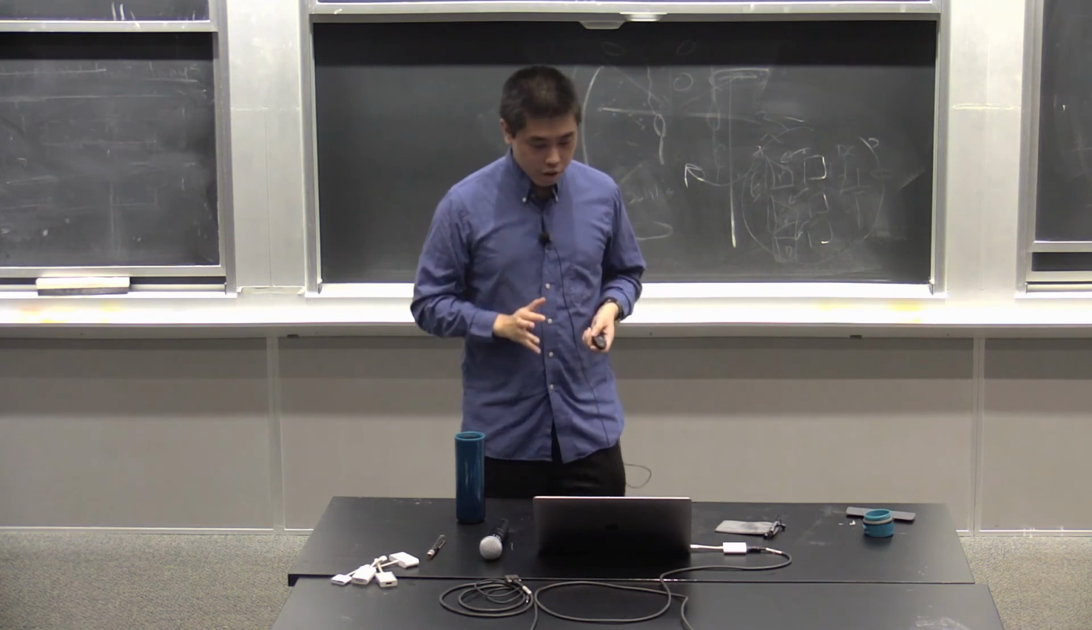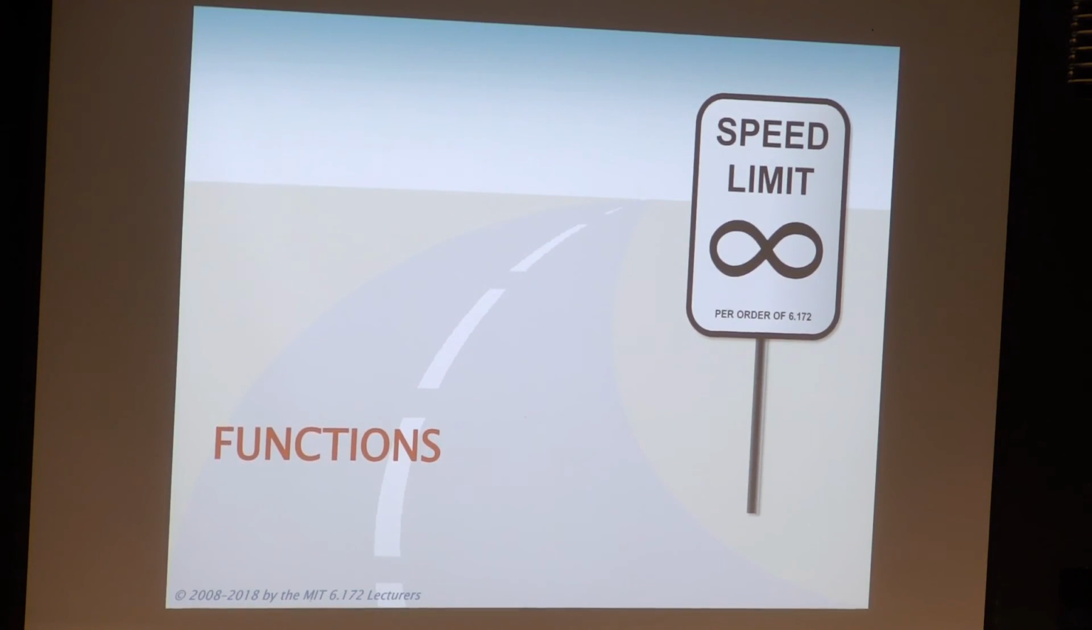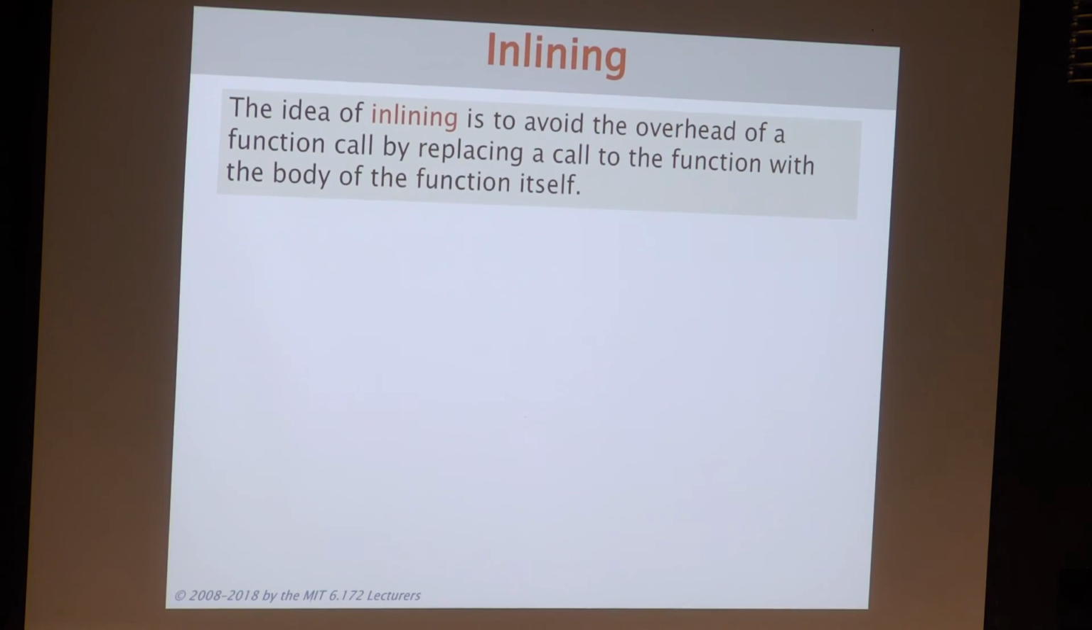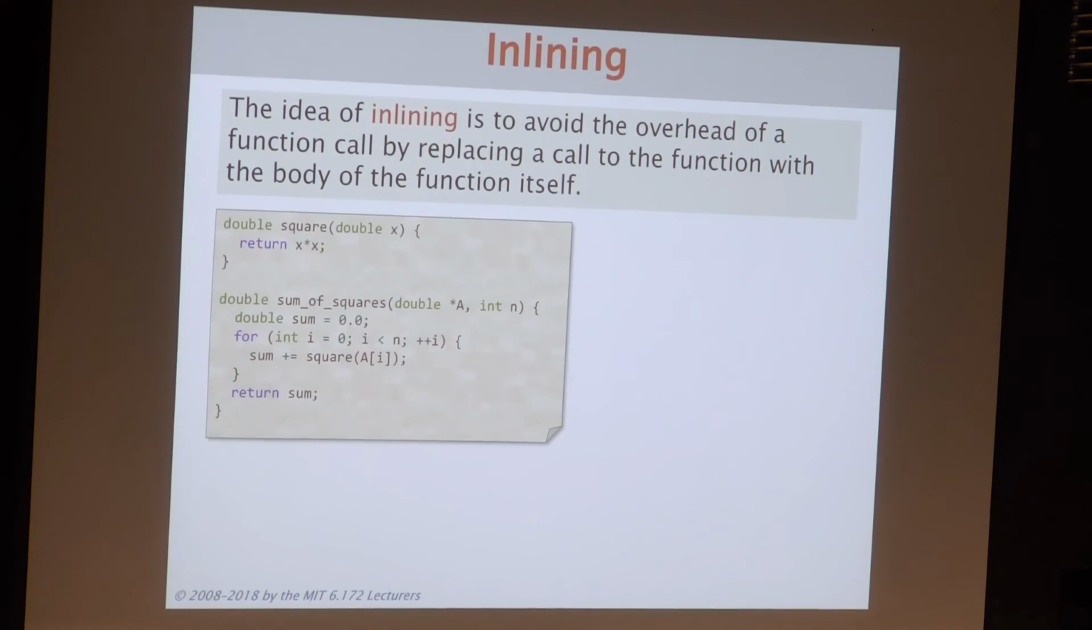OK, so the last category of optimizations is functions. First, the idea of inlining is to avoid the overhead of a function call by replacing a call to the function with the body of the function itself. Here I have a piece of code that's computing the sum of squares of elements in an array A. I have this for loop that in each iteration is calling this square function, which is defined above here. It just does x times x for an input argument x.